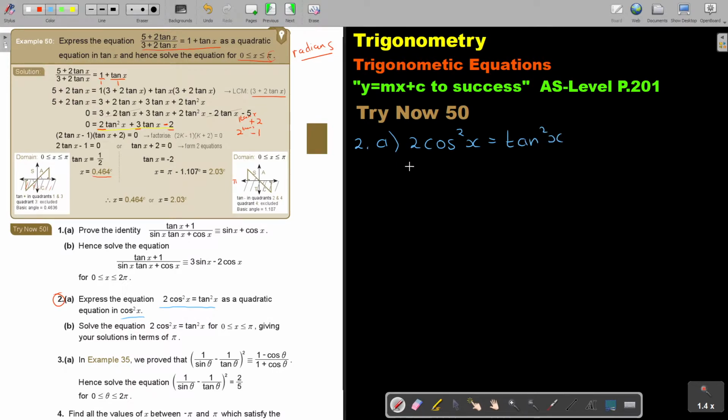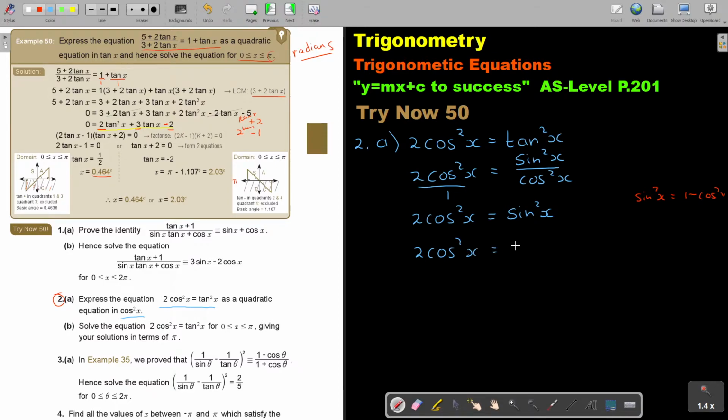Okay, so what I'm going to do first, I'm first going to go to cos and sin. We will later on go just to cos. But remember, this is sin squared x over cos squared x. Put it over 1, then I cross multiply. So I have 2 cos squared x is equal to sin squared x. Okay, but now I remembered that sin squared x is equal to 1 minus cos squared x. So I'm going to have 2 cos squared x is equal to 1 minus cos squared x.